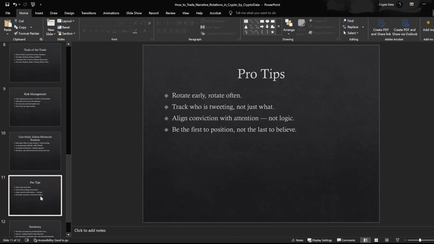Now, here's some pro tips I have. So rotate early and rotate often, okay? Guys, this is a game of rotation. I can't stress that enough. We've seen that especially in the past few weeks. If you get in something early, get your profits and get out. Don't try to stay in for a month, 2 months, 3 months.